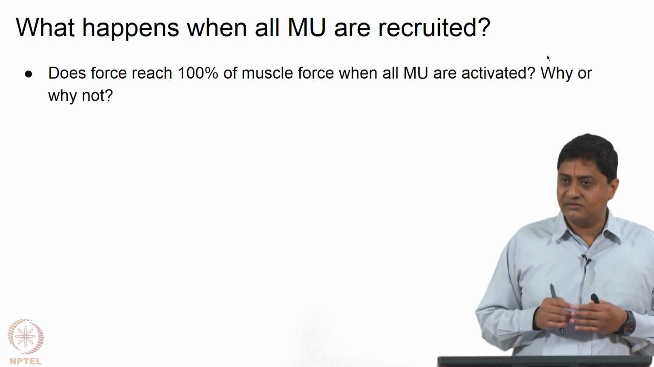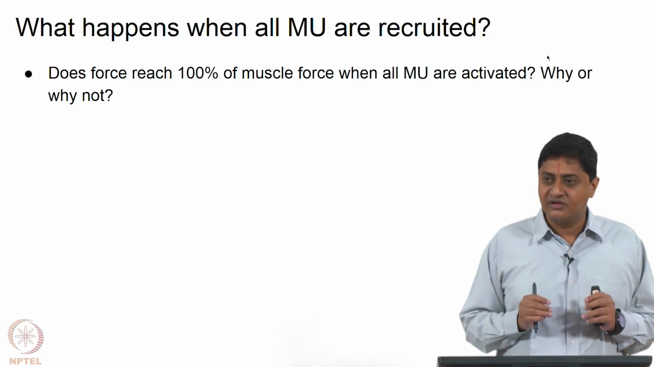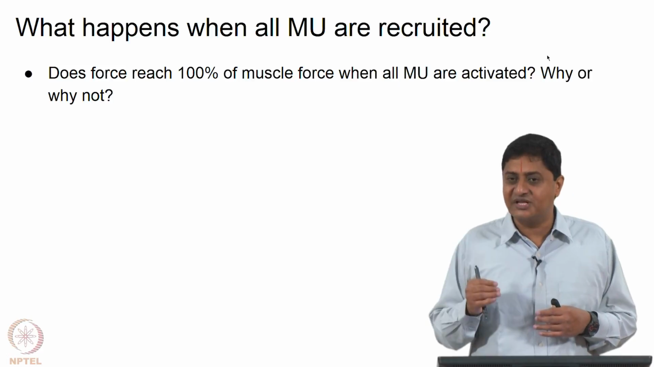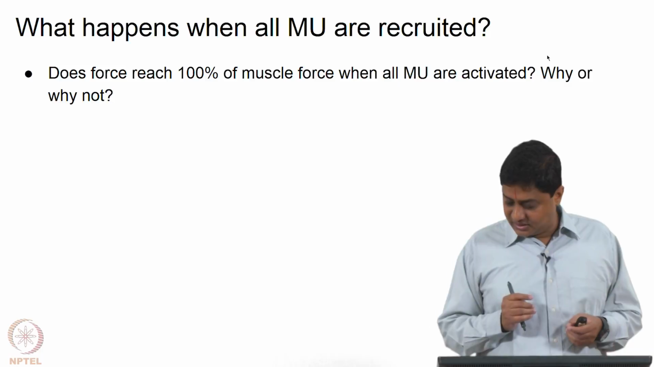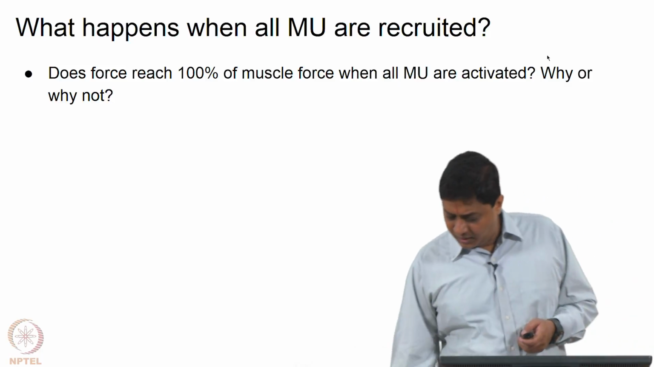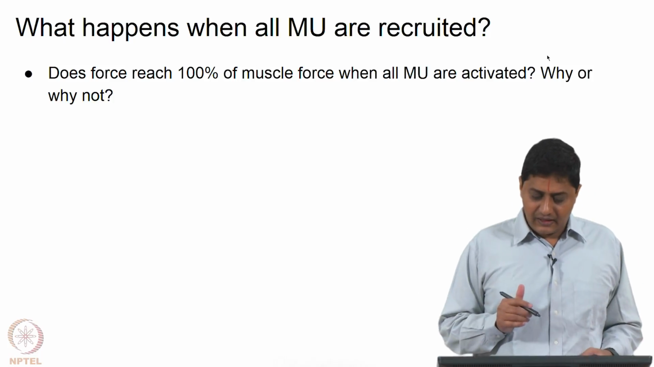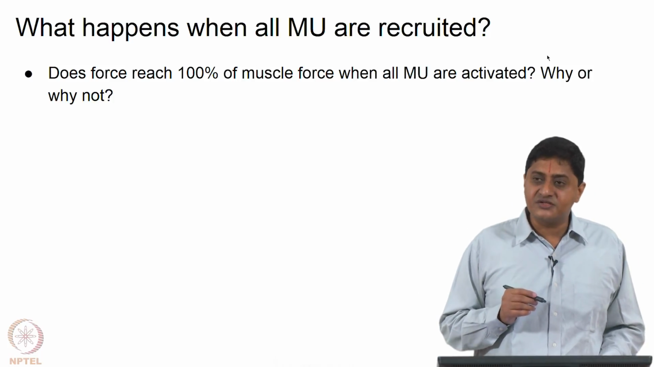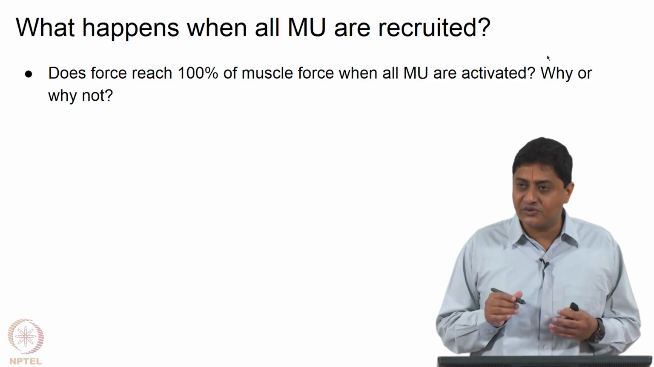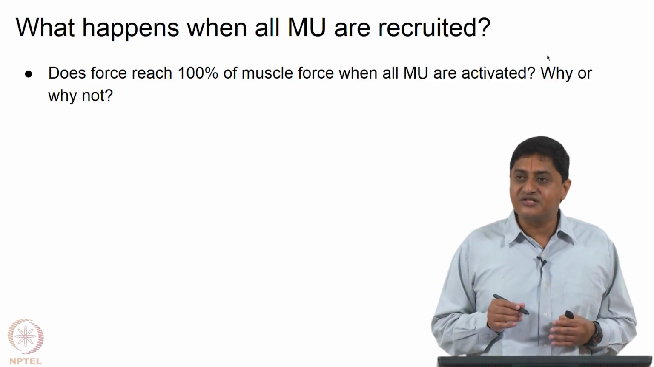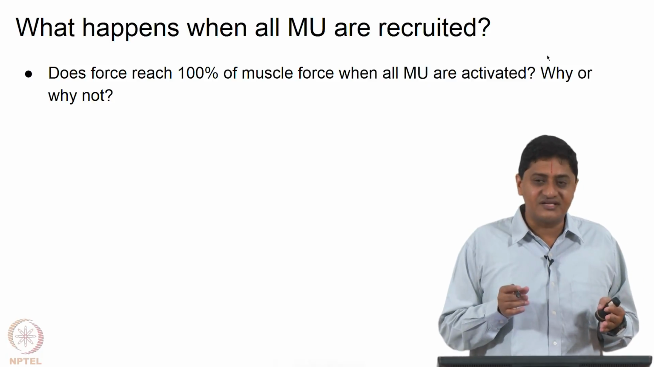I have recruited all 100 motor units, all of them are active. I should be reaching 100% of my maximal ability, right? That is what one would think. The answer is no, because I am able to increase force by another mechanism. I said that I can increase force not just by motor unit recruitment, but also by the rate of firing.